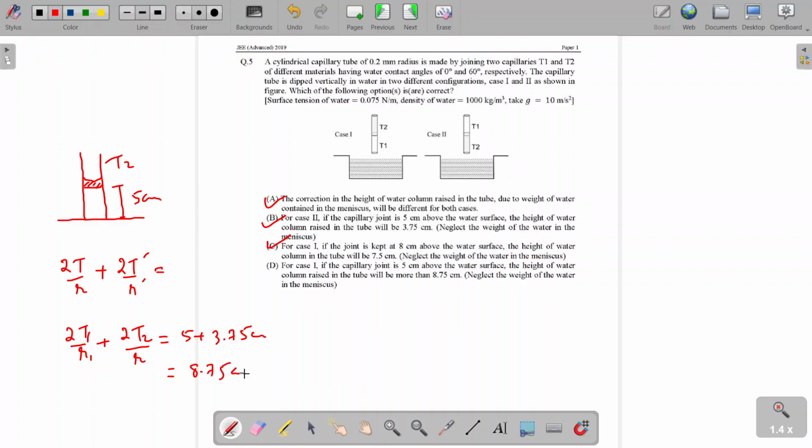So it would have been some 8.75 centimeters. We know that when the two fluids are in contact, their surface tension would be less than the surface tension if they were open to air. So this would be less than what we already have, that is 8.75 centimeter. So this option would be incorrect.